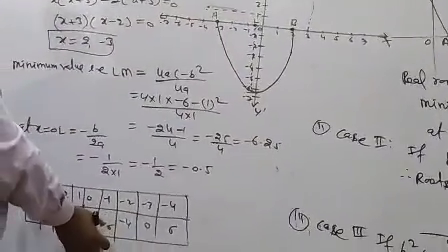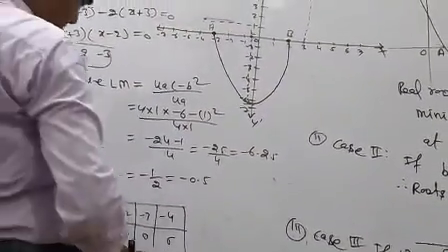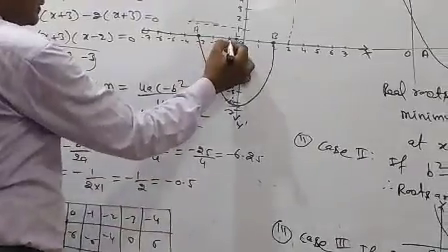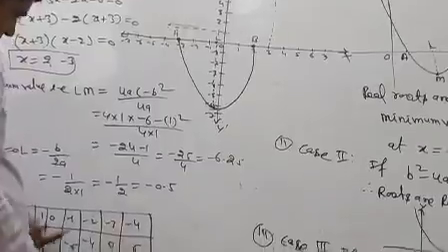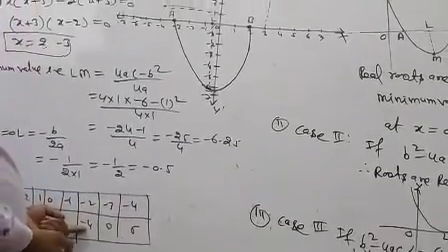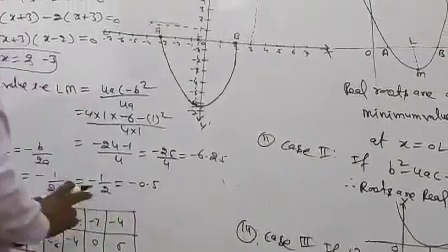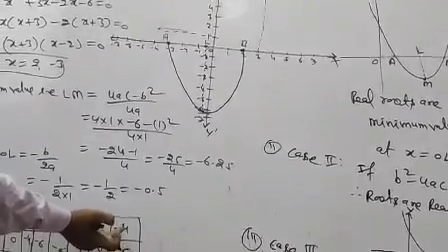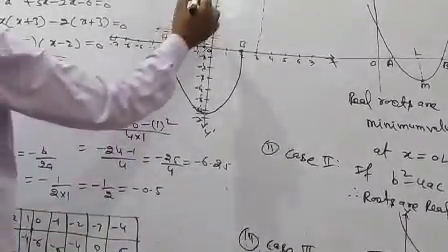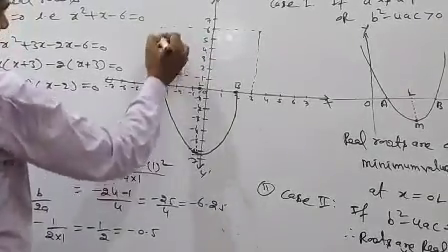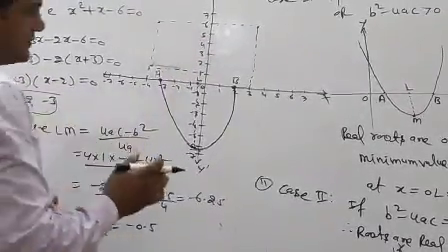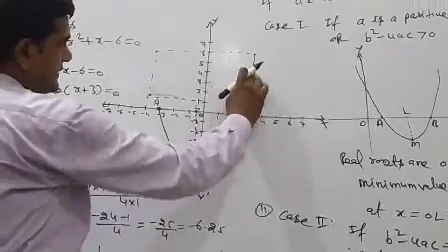X is equal to minus 1, y is equal to minus 6. X is equal to minus 1 means what? Y is equal to minus 6. Clear? It is on this point here. X is equal to minus 2, y is equal to minus 4. You see the last value, x is equal to minus 4, y is equal to 6. Means we have to complete the diagram here.